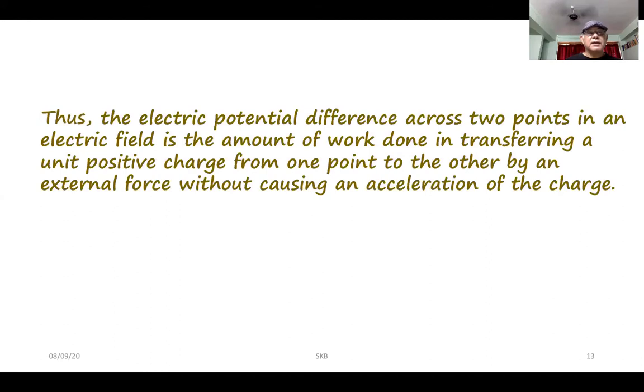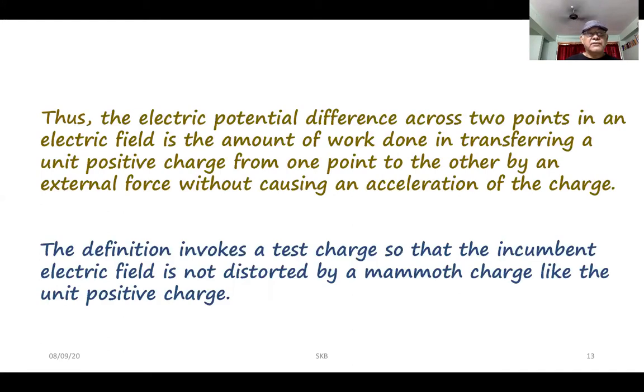Thus, the electric potential difference across 2 points in an electric field is the amount of work done in transferring a unit positive charge from one point to the other by an external force without causing an acceleration to the charge. The definition invokes a test charge so that the incumbent electric field is not distorted by a finite charge like the unit positive charge.